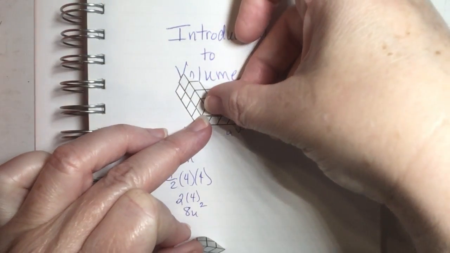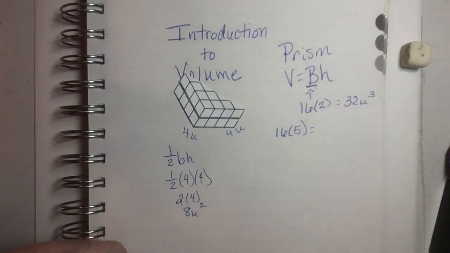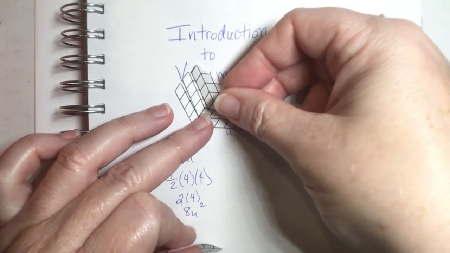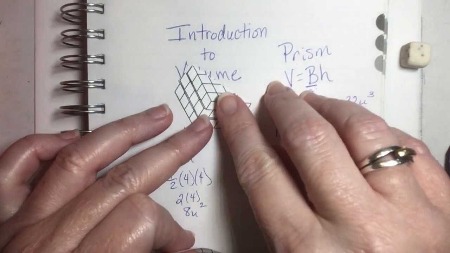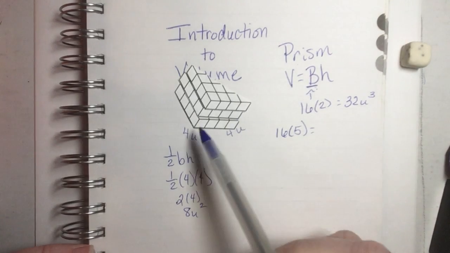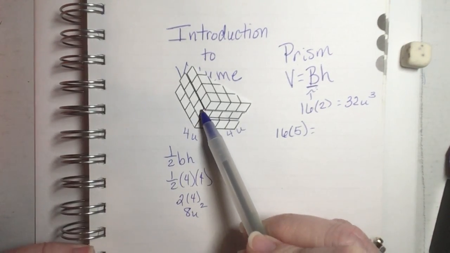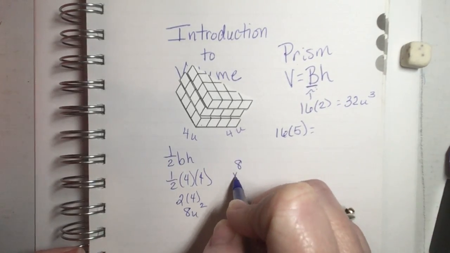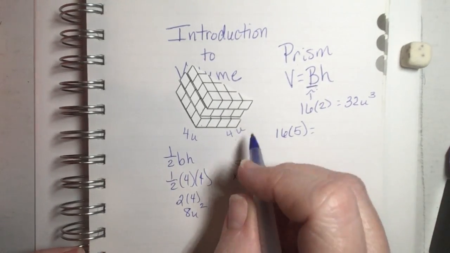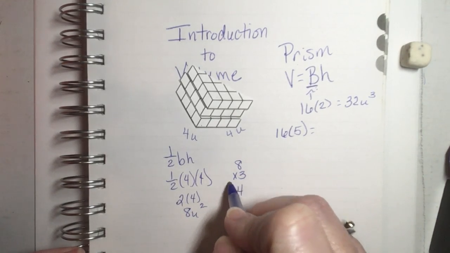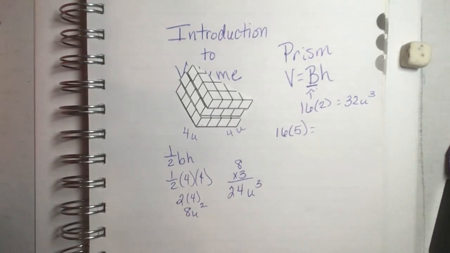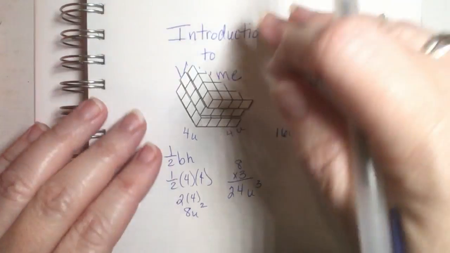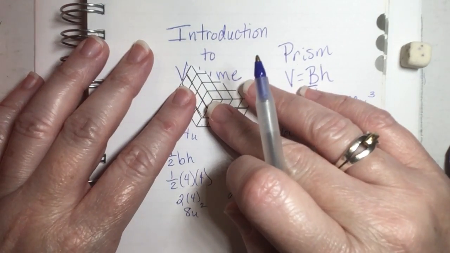If I repeat it, same size shape, if I repeat that 3 times, that would be 8 in this one, 8 in this one, and 8 in this one. So that would be 8 times 3, our height of 3, and that would give us 24 cubes that would fit in that triangular prism. So it holds true for any prism.